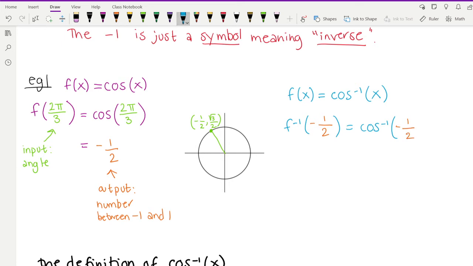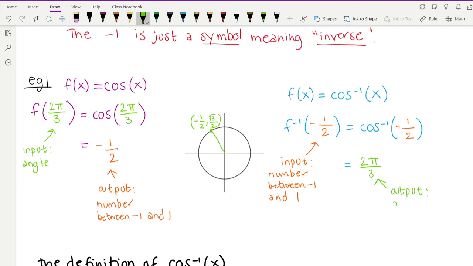So what should that be equal to based on our general understanding of inverse functions? Well, it should be equal to the input from the original function, right? A function and its inverse should reverse the roles of inputs and outputs. So if the input for the original function was 2 pi over 3, well, that should be the output for the inverse function. And so notice here that now the input is a number, specifically a number between -1 and 1. And now the output is an angle.